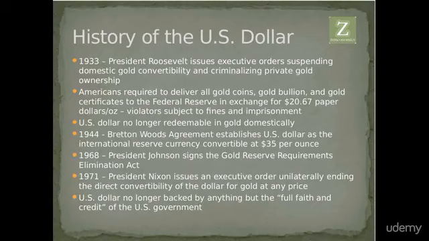This eventually prompted the Gold Reserve Requirements Elimination Act, which was signed by President Johnson in 1968. This legislation eliminated the requirement that 25% of all Federal Reserve notes be backed by gold in reserves. This was done because gold was rapidly flowing out of the U.S. through the gold window. So in 1971, President Nixon issued an executive order unilaterally closing the gold window.